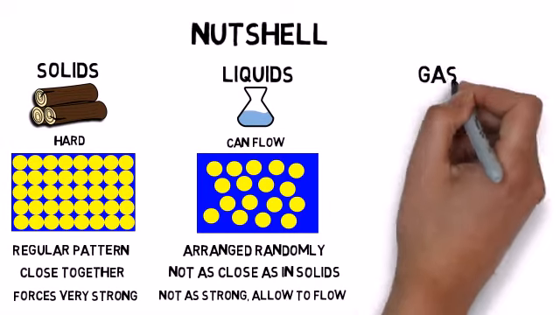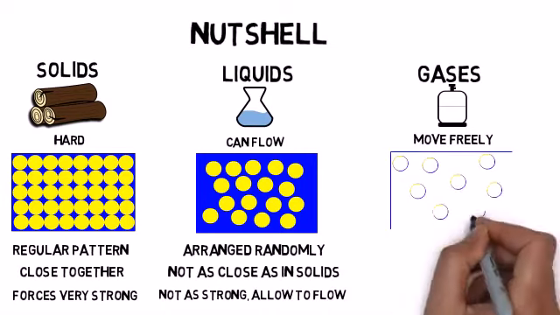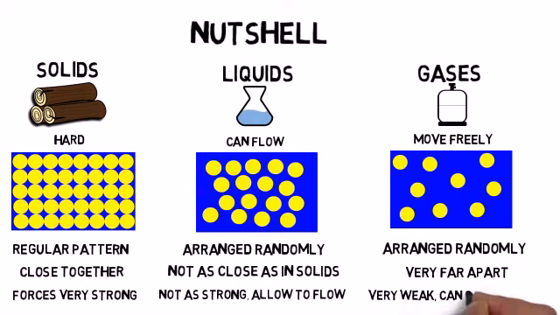And finally, gases like oxygen can move freely because the particles are arranged randomly. They are very far apart and the forces between the particles are very weak. Therefore, they can spread freely.